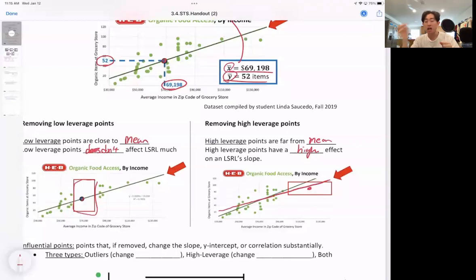So leverage just means how far a point is from the mean itself, which is going to impact the LSRL. It's talking about the slope mostly, because the slope shows you how steep it is. If I have more dots like right here, then it's definitely going to tilt from the high end of the slope to a little bit more flattened out, because this point balances out all the points down at the bottom. So that's what it means to have a high leverage.